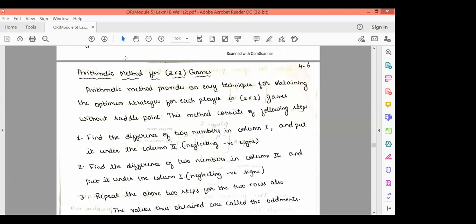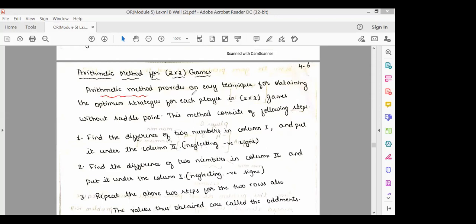So here, we have 2 methods, that is the arithmetic method and the algebraic method. First I'll go through the steps we follow in the arithmetic method to find the value of a game for problems when we don't get a saddle point. Then we have to follow certain methods. So in the arithmetic method, we will go through the steps.